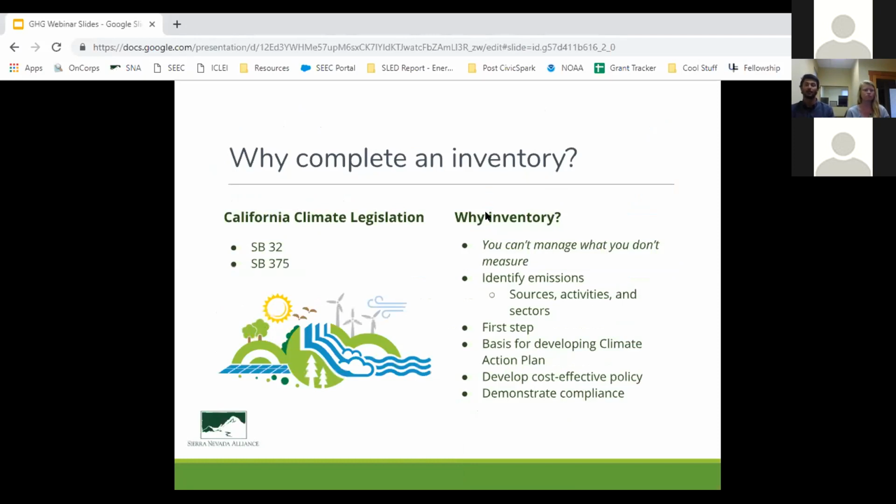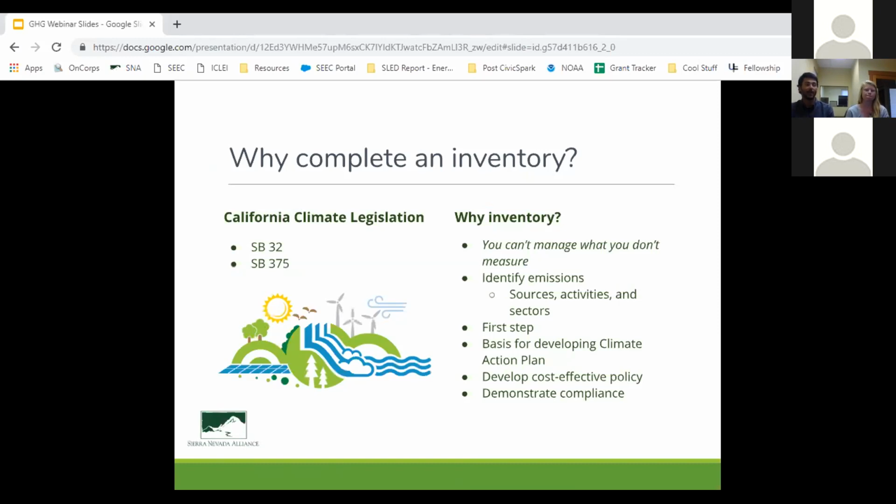And that same year, Governor Jerry Brown signed into law SB 32, which built off AB 32, but took it a few steps further. It committed California to reducing emissions by 40% below 1990 levels by 2030 and 80% below those 1990 levels by 2050. So that's what we're working towards now.